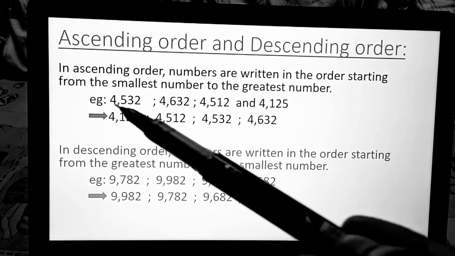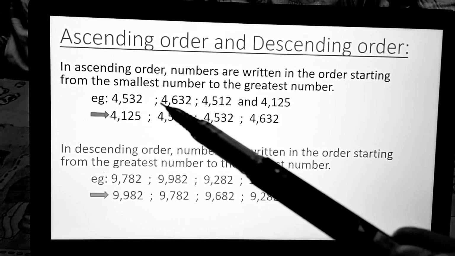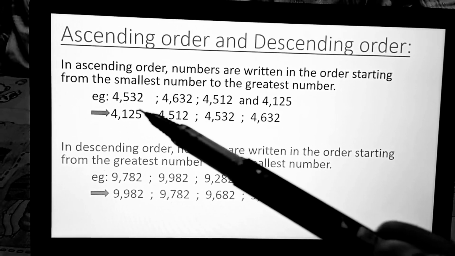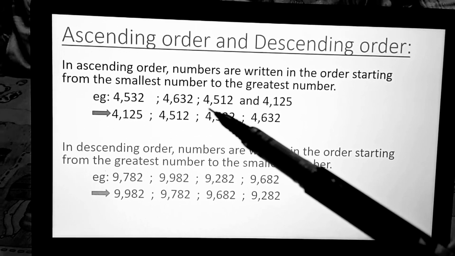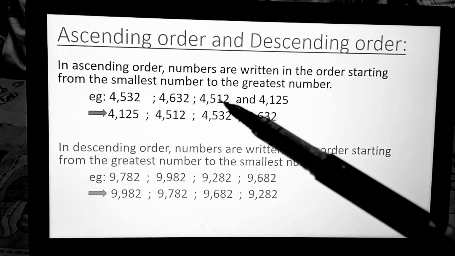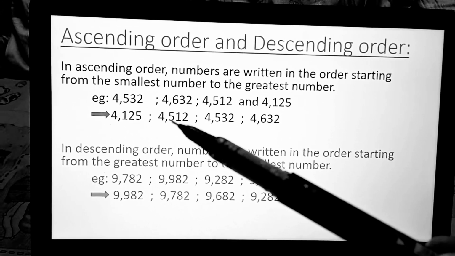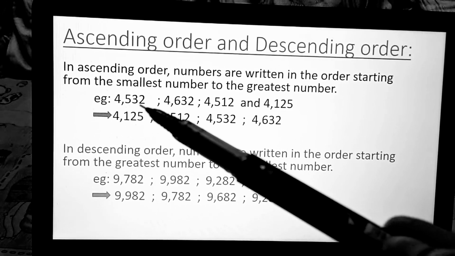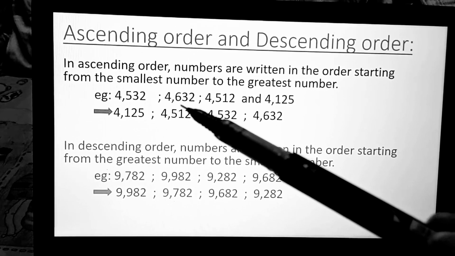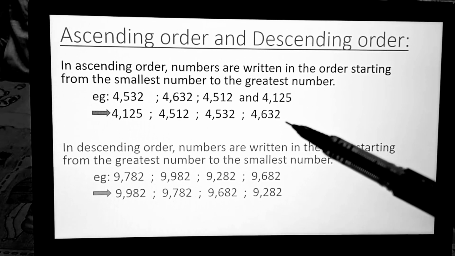Now among these 3 numbers, which is the next smaller one? Yes. Again you compare. Here digit 4, 4, 4. Next digit 5, 6, again 5. So 2 numbers are having digit 5. Now you compare with the third digit. Here digit is 3 and here digit is 1. So which is smallest? Yes, 4512. So next we write 4512 and in the third position we write 4532 and at last this number is left. So we write 4632 at the last.